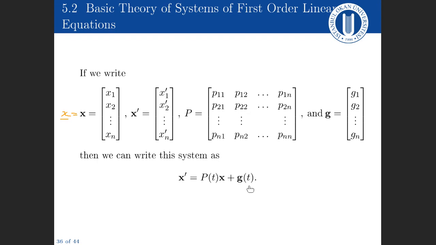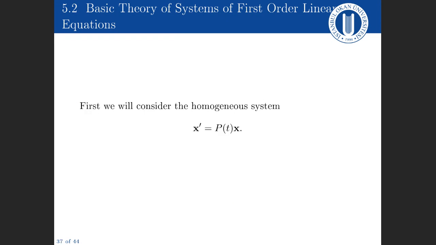Now, instead of the complicated system on the previous slide, we could just write this as x prime is equal to the matrix P x plus the vector function G. And of course, this is a much nicer way to write this. First, let's think about homogeneous systems. So first, let's look at x prime is equal to P(t)x. It's homogeneous because we don't have the plus G.